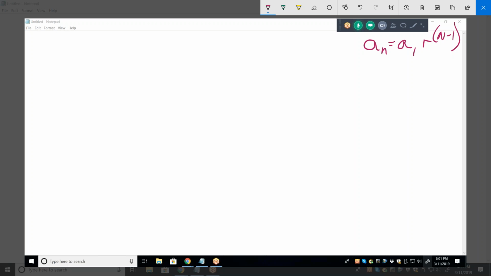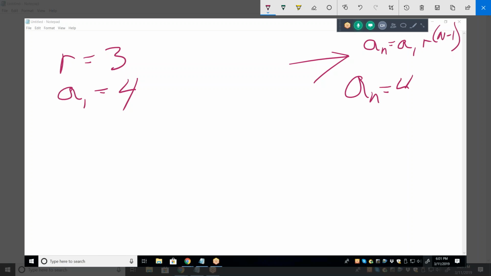Okay, so this section is writing a rule for the nth term of the sequence, and it's r equals 3 and a sub 1 equals 4. Give me this one with those filled in. Okay, so a sub n equals 4 times 3 raised to the n minus 1. That's the answer.